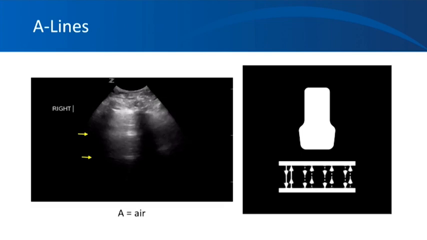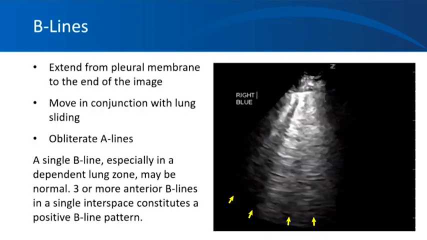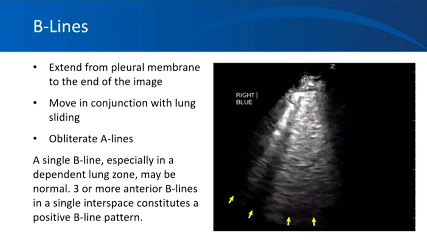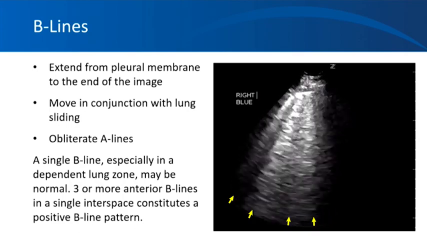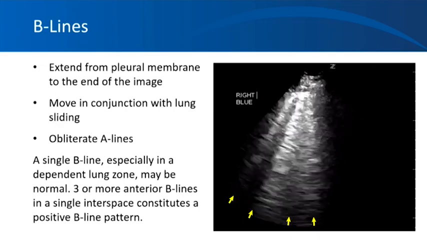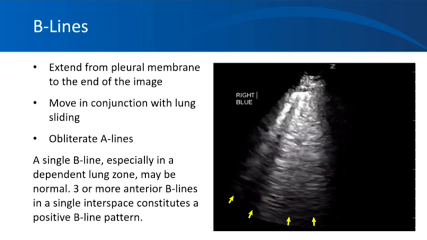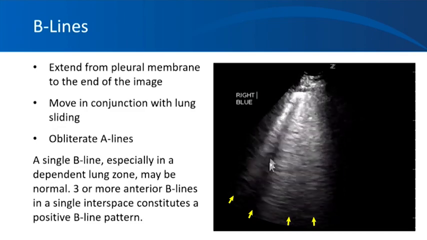So A lines are normal, and you see A lines when lungs are filled with air. B lines. This is the most important artifact we are looking for in our quick bedside exam when we suspect a patient to be hypervolemic. So B lines are vertical lines and represent thickened interstitium. This thickening could be from fluid or even from fibrosis. And they extend from pleural membrane to the end of the image.